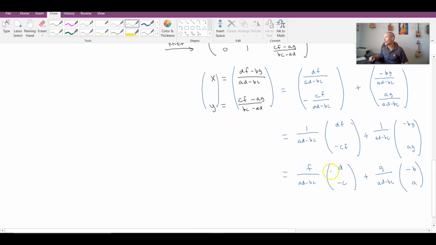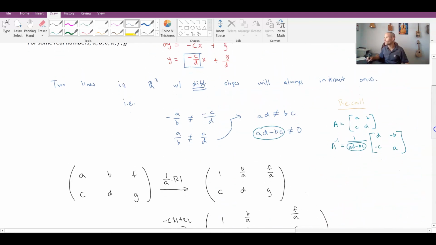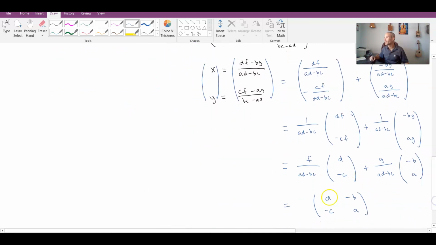And what I know by vector multiplication is that this could actually be written as the matrix D, negative B, negative C, and A. And hey, that's part of this inverse: D, negative B, negative C, positive A. The A and the D have been switched. The C and the B stay in the same place, but they've been negated. And then the vector here will be F over AD minus BC. I'm doing some extra steps here; I could have made this a little bit faster.